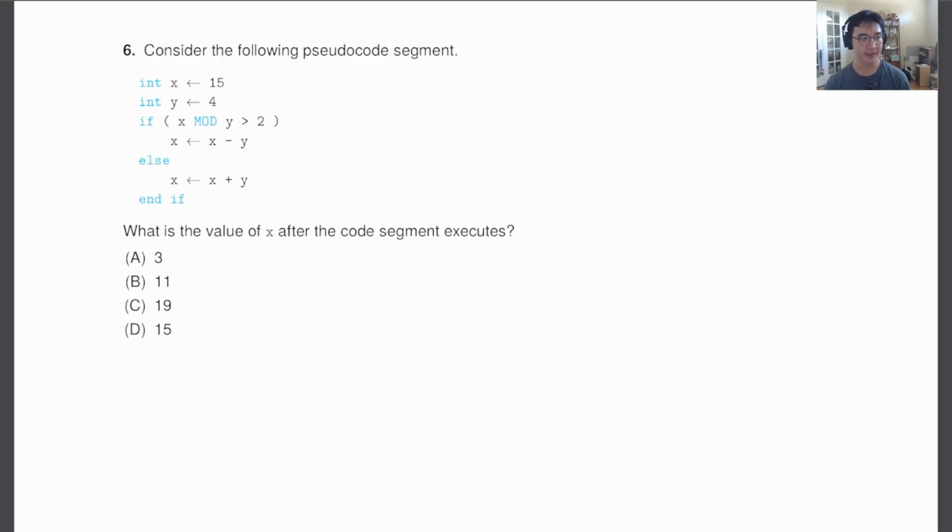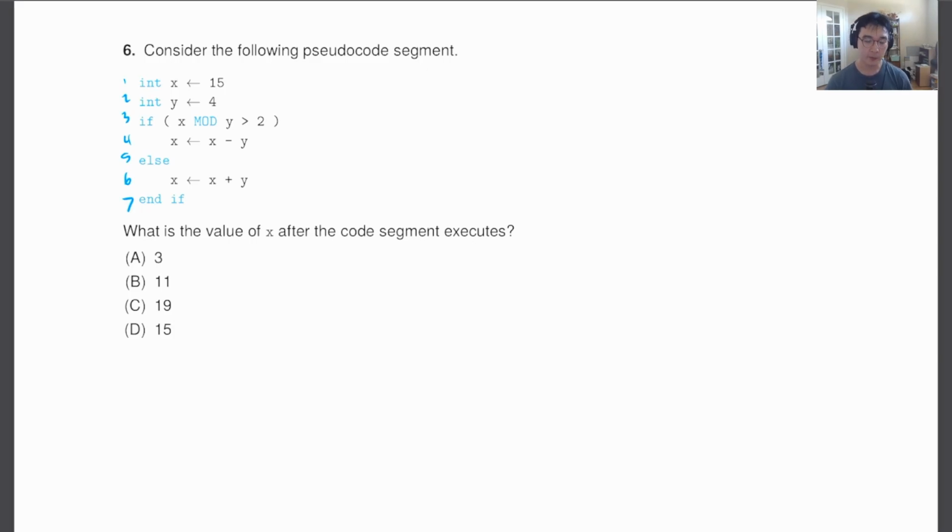All right, question 6. Here we're assigning values to variables. We have that mod once again that we saw earlier in question 1, and we have an if conditional with an else following it. Let's go through this line by line. I'll number them: 1, 2, 3, 4, 5, 6, 7.